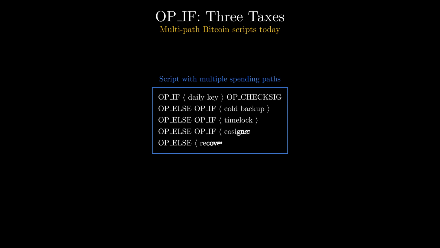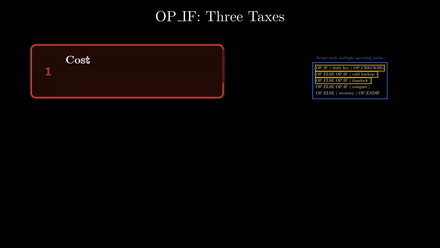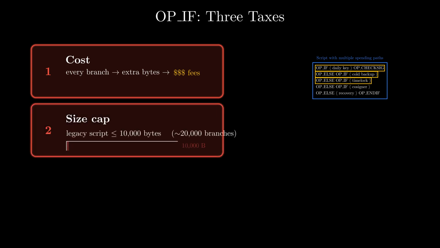OP_IF is the conditional branching opcode. It lets a script offer multiple spending paths, a daily key, a code backup, a time-locked recovery clause. But OP_IF carries three taxes. First, cost. Every branch you write adds bytes, and the bytes cost transaction fees, even if you never take that path. Second, the size cap.